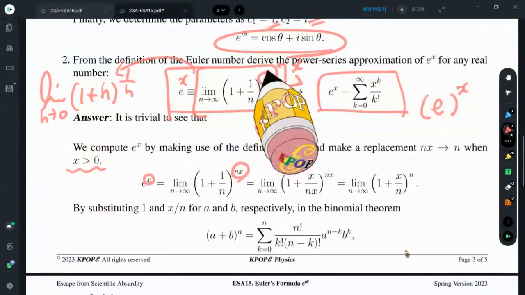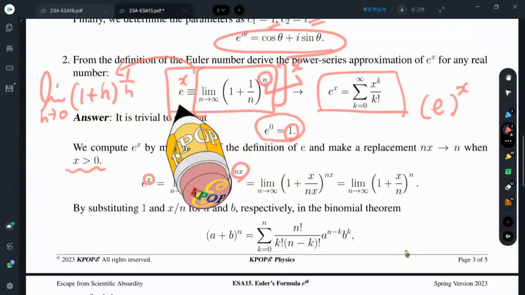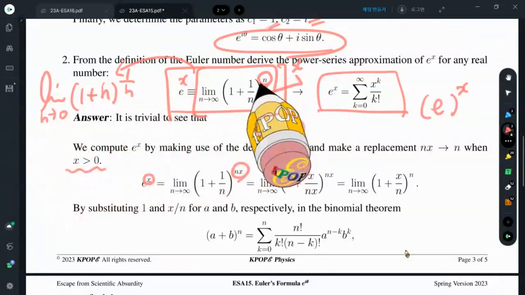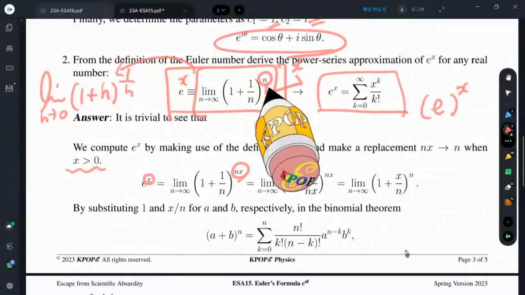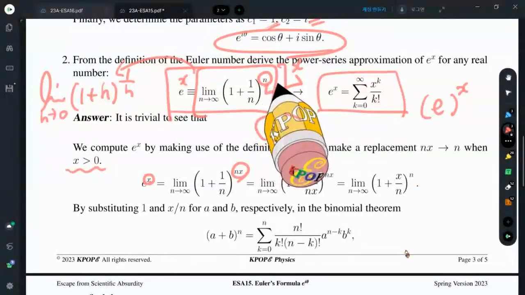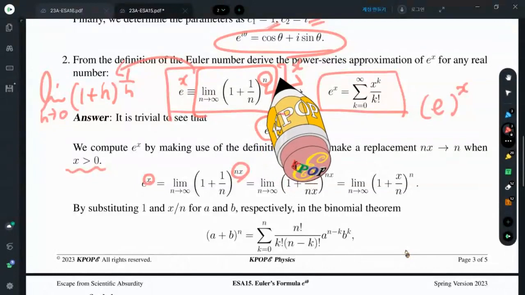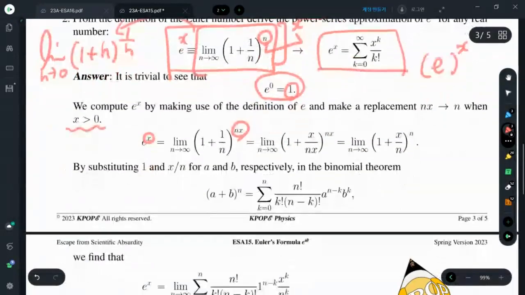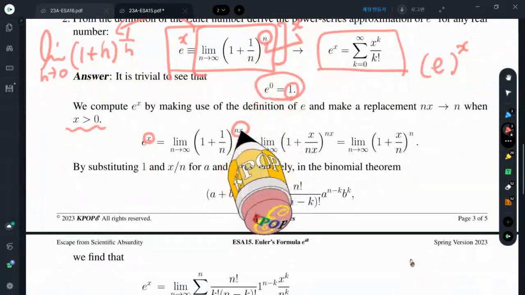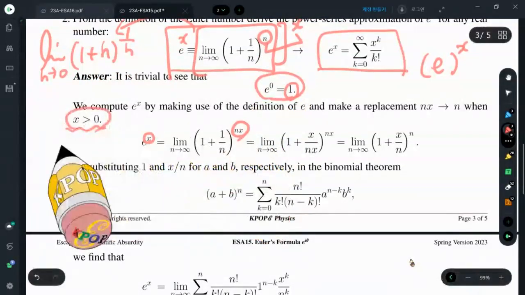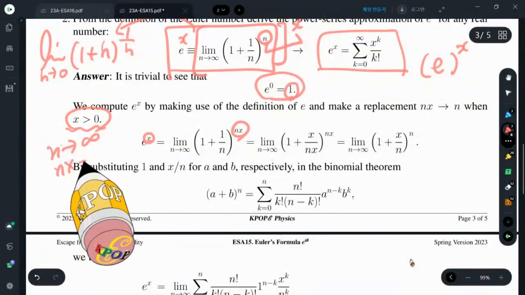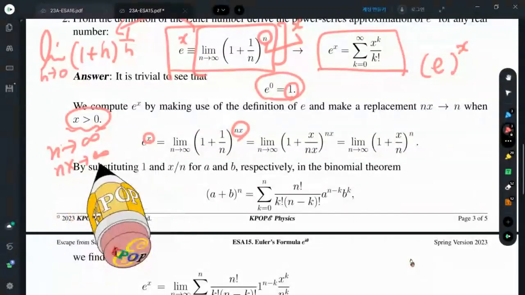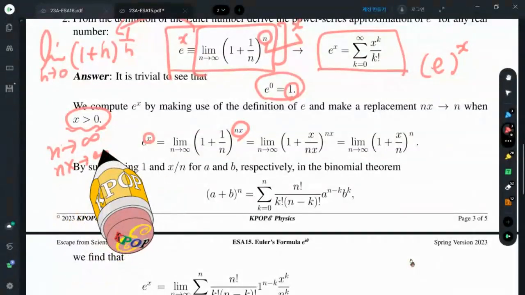And because the limit exists, I don't have to worry about whether I have to choose the integer or not. Any real number approaching infinity is okay. So I would rather rescale this n as an x as long as it's positive. As n goes to infinity, nx also goes to infinity. If x is negative, it should reach minus infinity. You should be careful.